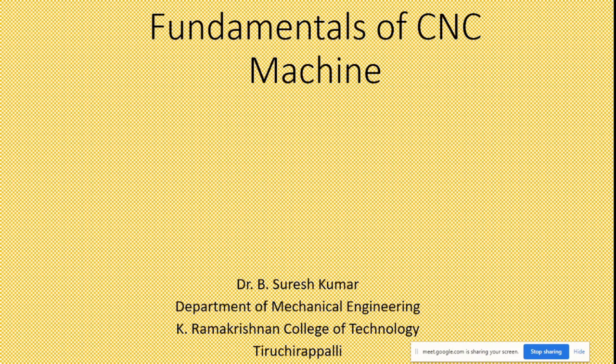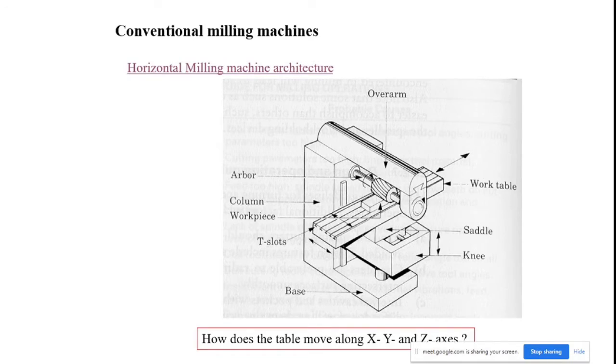In the previous class we became aware of conventional machines. What is a conventional machine? I want to give the example of a horizontal milling machine or vertical milling machine. The horizontal milling machine has a base, column, and arbor, and in that there is the tool fixation. The workpiece is clamped on the work table, and a saddle is available. The saddle is used to give the left and right motion for the work table, and the knee is used to give the up and down motions.